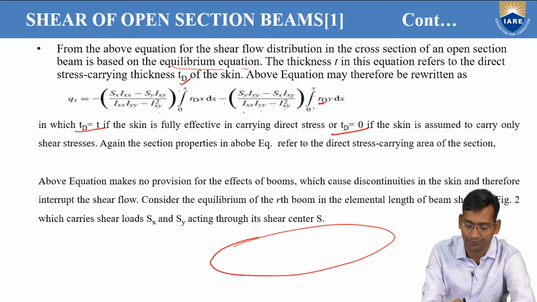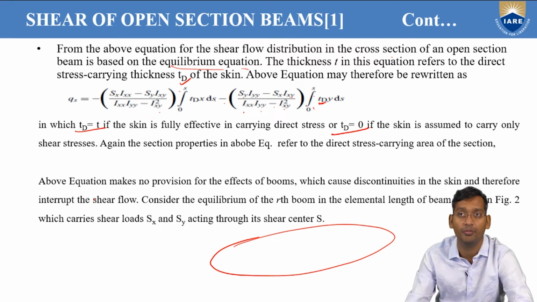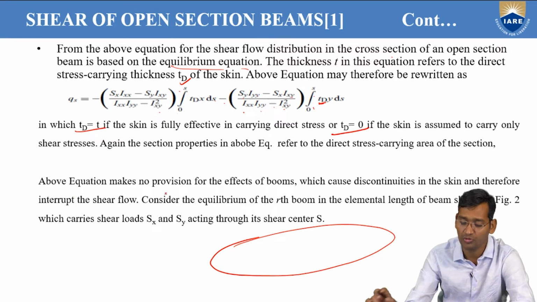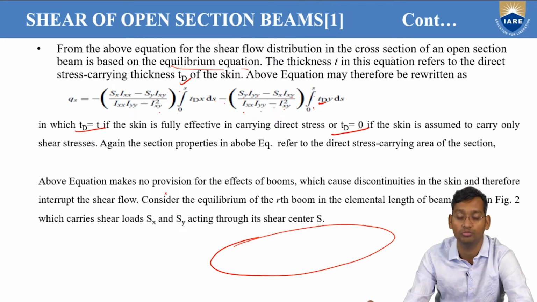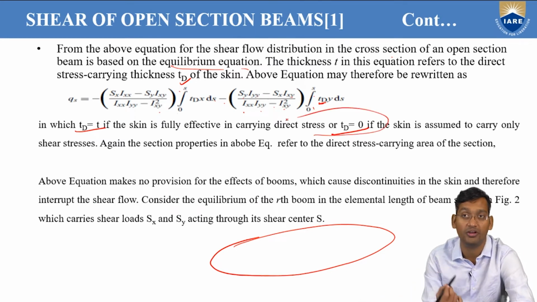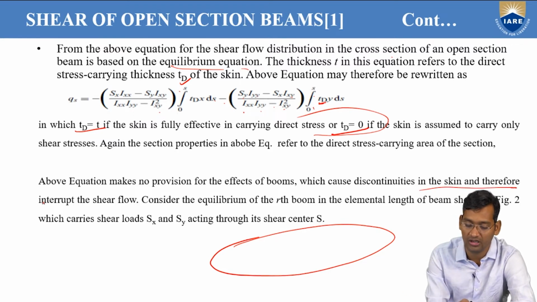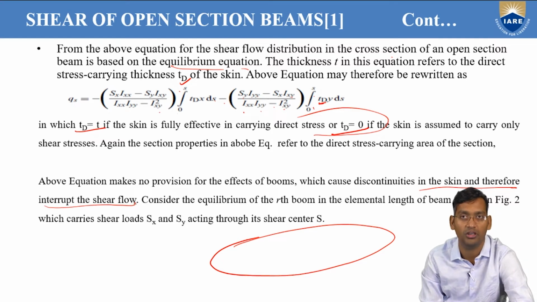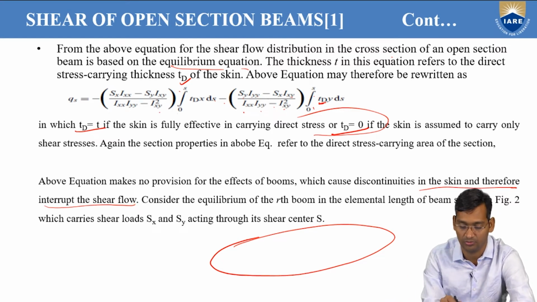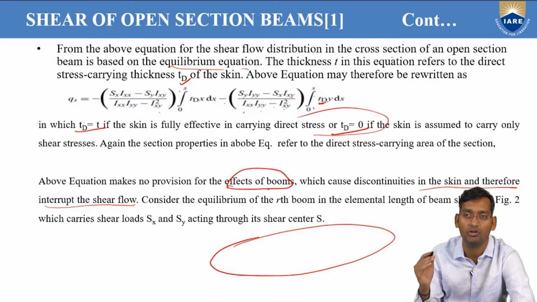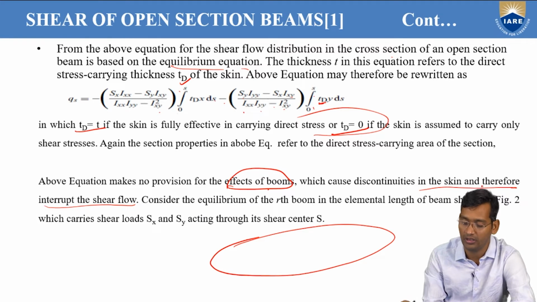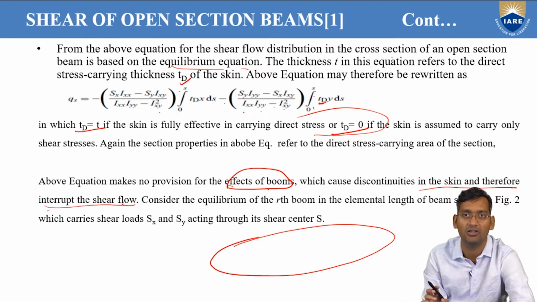Okay, so now the above equation makes no provision for the effect of booms. Booms cause discontinuities in the skin and therefore interrupt the shear flow. For the effect of the boom, definitely discontinuities will be there, because in between we are adding the boom. Therefore it interrupts the shear flow.